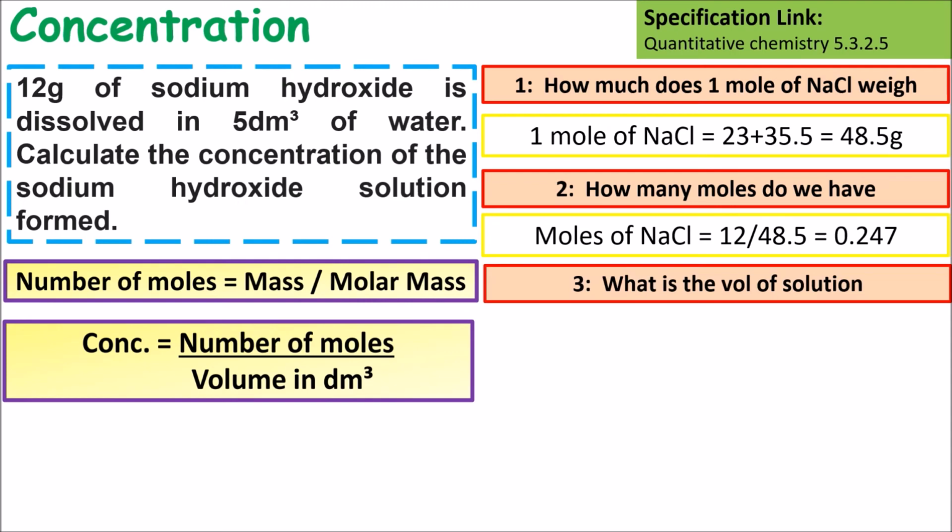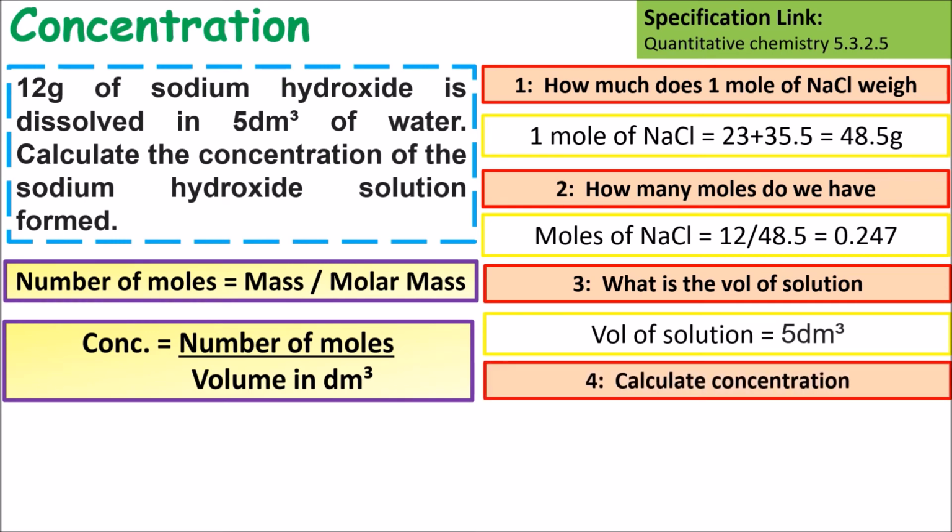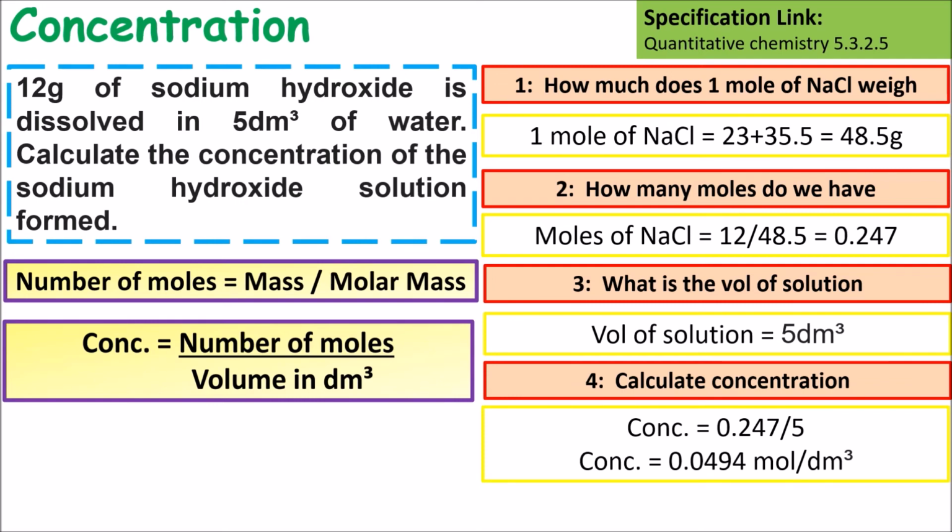We'd then work out the volume of the solution. In this case, we've already got it in decimeter cubed, so we don't need to worry about that. And finally, we'll calculate the concentration. That would be 0.247 divided by 5, which would give us a concentration of 0.0494 moles per decimeter cubed.